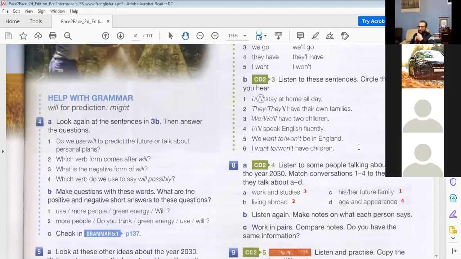Teach at university. Is that the first conversation? No. Which conversation does the man want to teach at university? The third conversation, work and study, right? Yes, that's correct. He mentioned university.